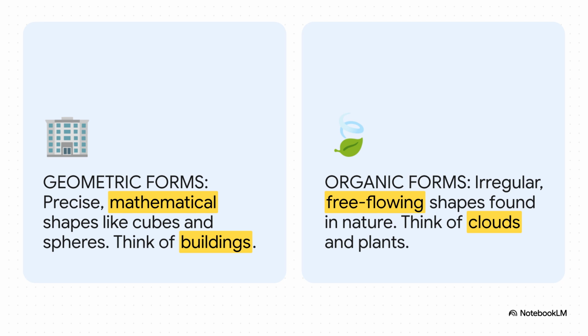And on the other side, you've got organic forms. These are the irregular, free-flowing shapes you see out in nature. Think about clouds or rocks or plants. Just getting a handle on that difference is really the first major step to thinking like a 3D designer.